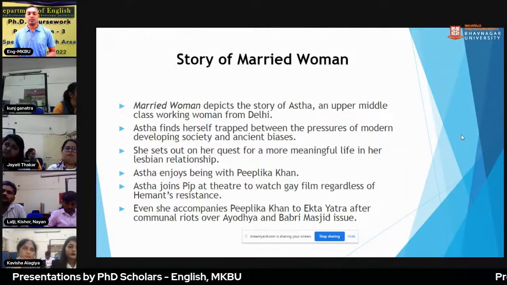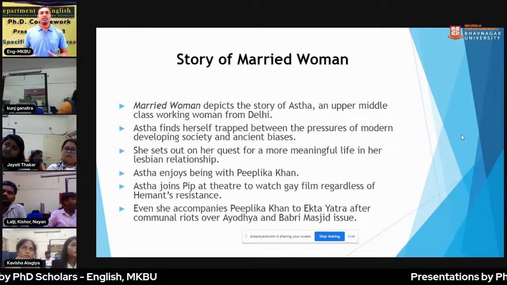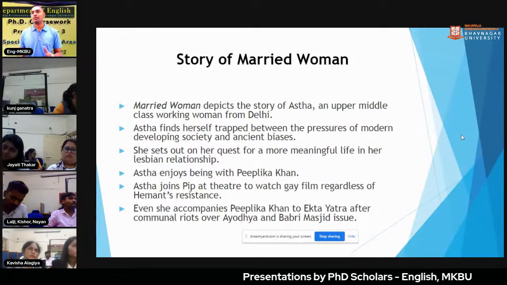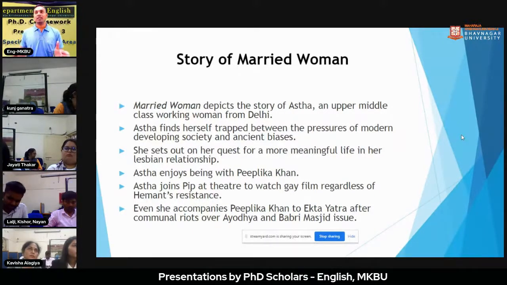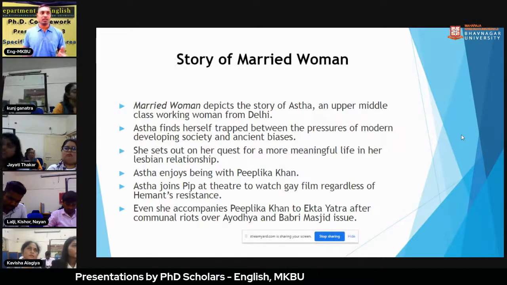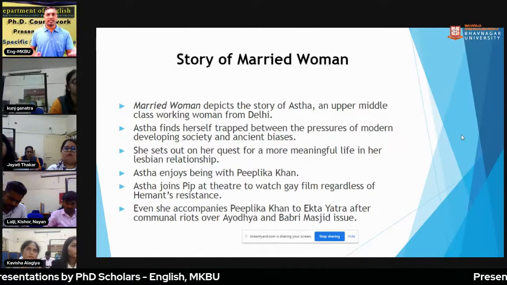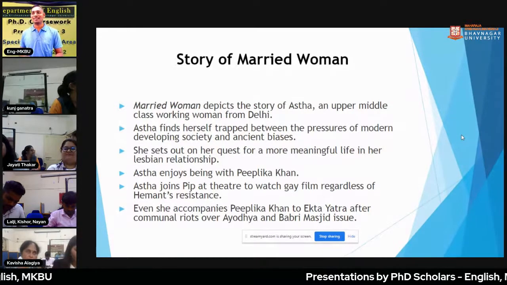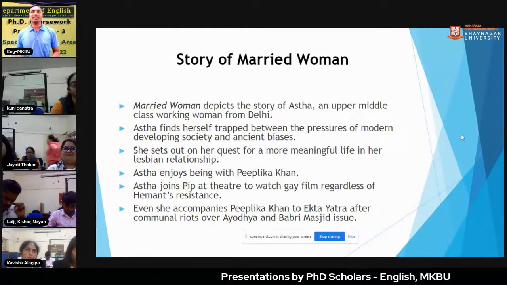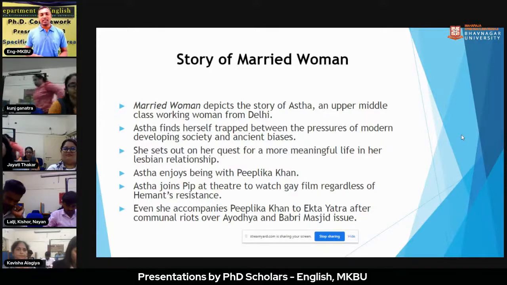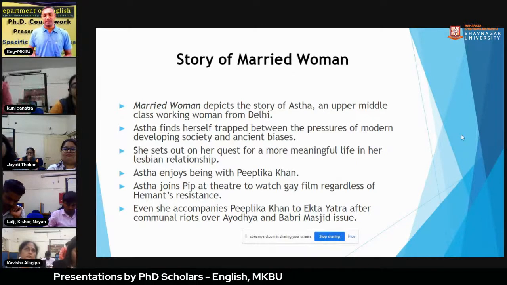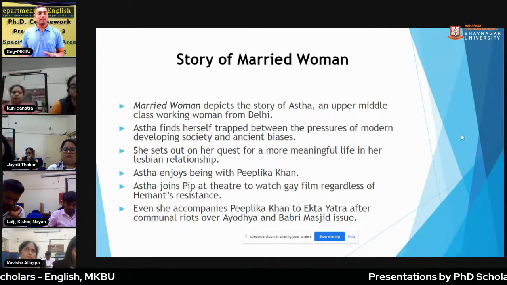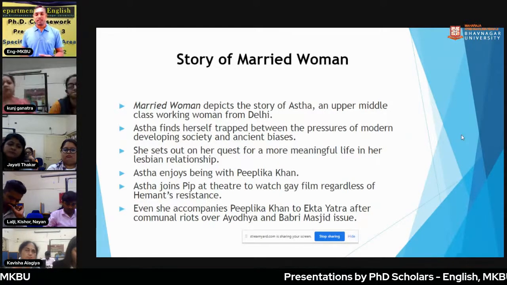And why is it so? Because this novel is set in the backdrop of communal riots which took place after the Ayodhya and Babri Masjid issue in 1992, and in 2002, again, the riots in Gujarat. So these are the historical events which cannot be forgotten. They are horrible events. So against the backdrop of these historical events, this particular novel is set.